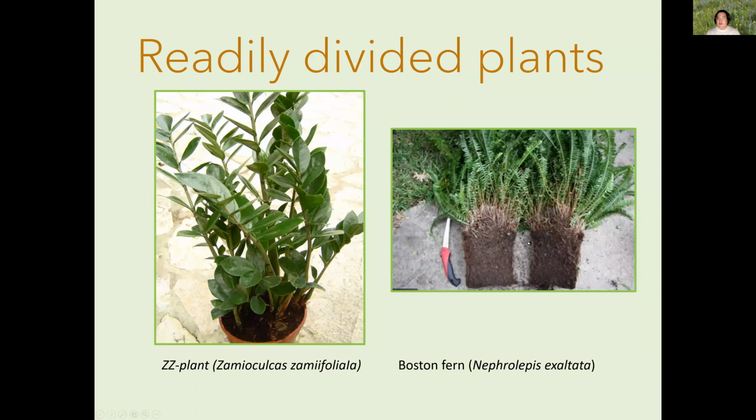The Boston fern, you can see that the root structure is much finer, and in this case, a little saw was used to cut through the soil and split it in half. Like I said, a bread knife works very well for this purpose too. Each half can be put into a large pot, and you'll have two Boston ferns at the end of this process.